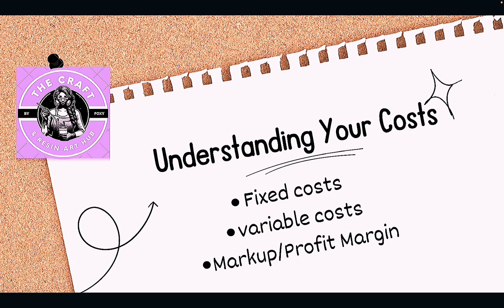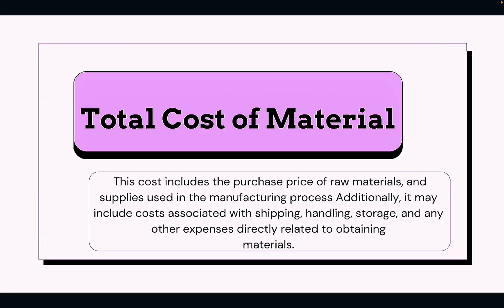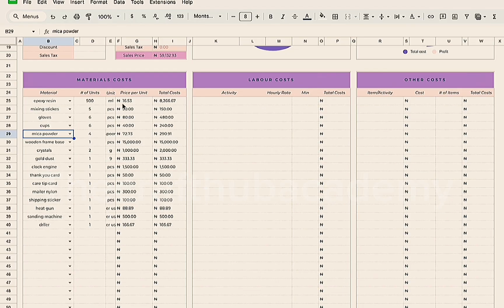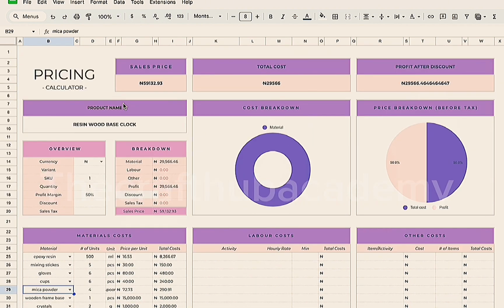So we'll start with our fixed cost, then we'll go to variable cost, then markup and profit margin. They do not know that the amount they pay for the actual price of the product is not the total cost of the product. So if you go up here now, you would see the cost of the material.